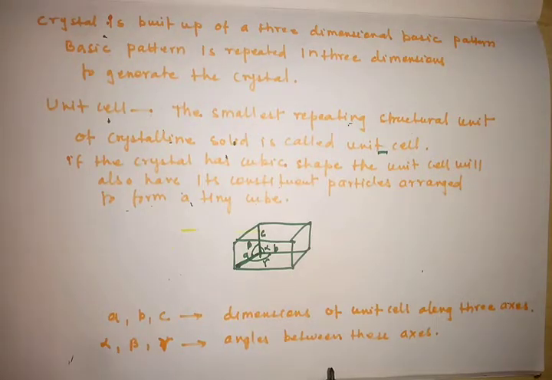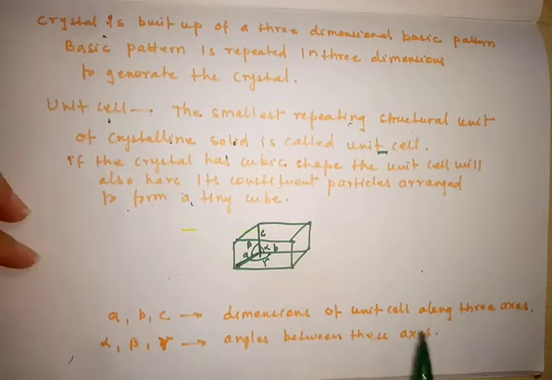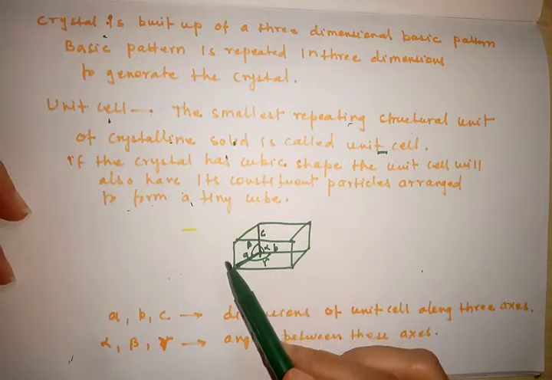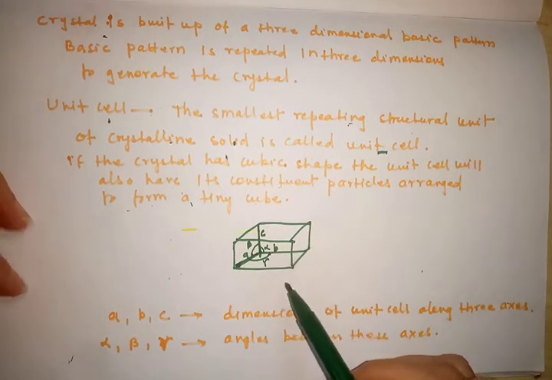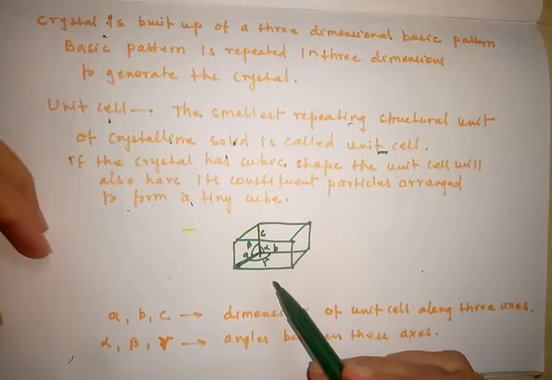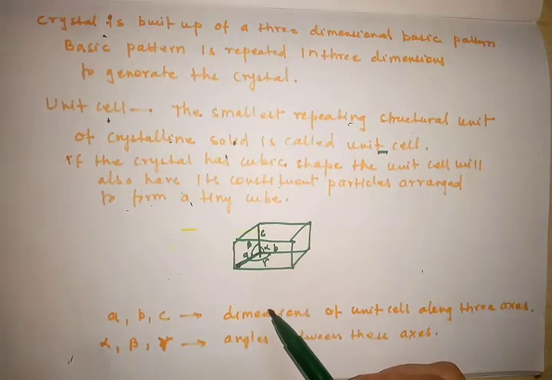So these are a, b, c and alpha, beta and gamma, the dimensions and the angles between these axes. Now this is the basic unit cell which has the cubic structure. Now there are different types of unit cell.